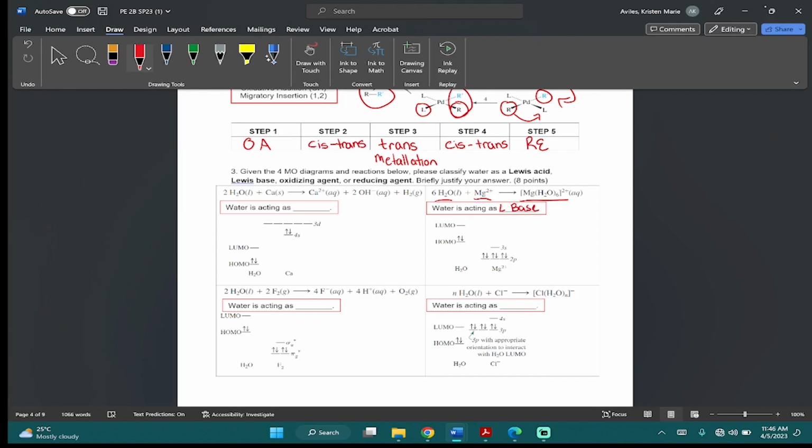Part of this reason is because we can see Mg2+ is low in energy. So our water here can act as a donor. This allows water to act as a donor.